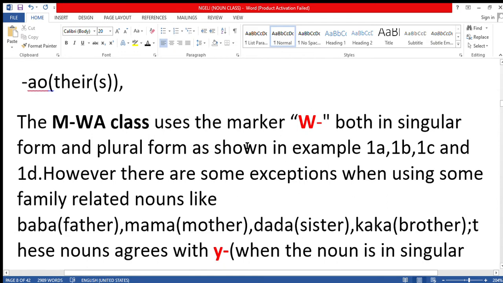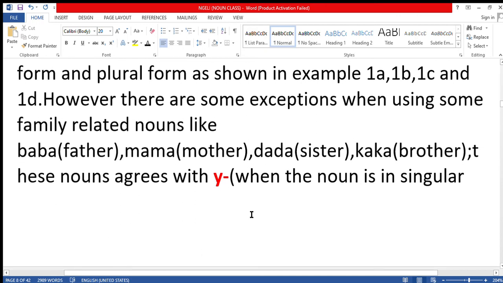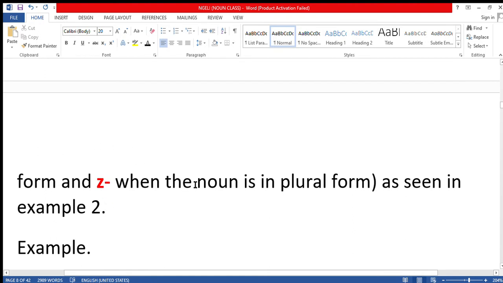The mua class uses the marker W both in singular form and plural form, as shown in examples 1A, 1B, 1C, and 1D. However, there are some exceptions when using some family related nouns like baba, mama, dada, kaka. These nouns agree with Y when the noun is in singular form and Z when the noun is in plural form, as seen in example 2.